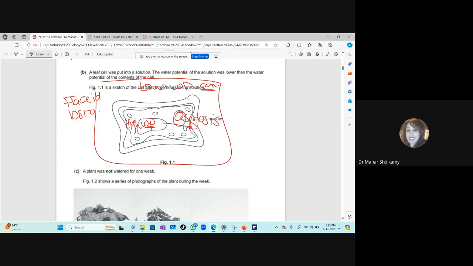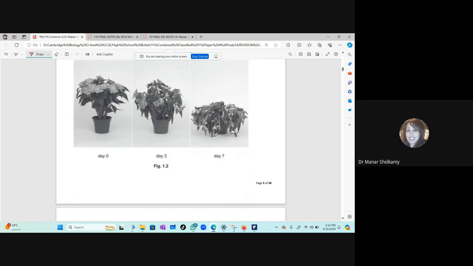The keywords, they love the keywords: down a concentration gradient across a semi-permeable membrane. What will happen to the vacuole? It shrinks. What will happen to the cell membrane? It pulls away from the cell wall. Very good. And it will become flaccid. And how will you put the turgor pressure in a sentence? The turgor pressure inside the plant will increase or decrease? It decreases. Decreases, lack of support, and that is why it is going to wilt.